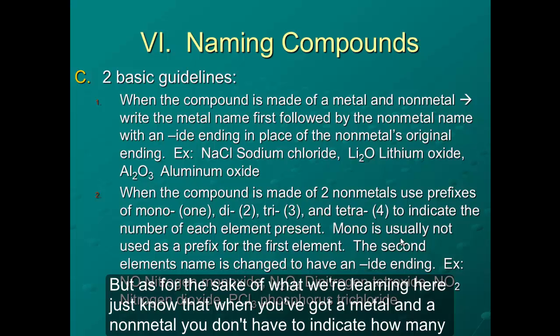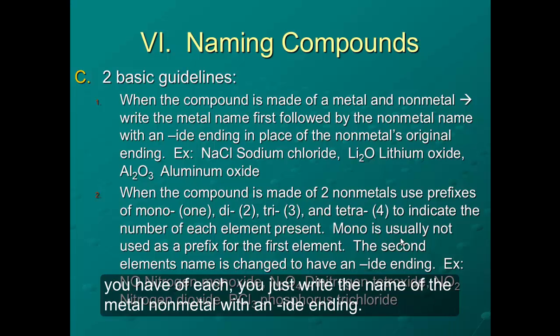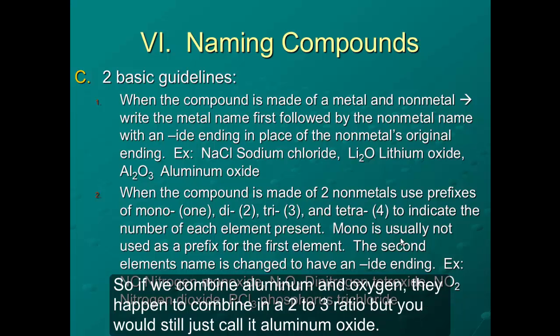But for the sake of what we're learning here, just know that when you've got a metal and a nonmetal, you don't have to indicate how many you have of each. You just write the name of the metal, nonmetal, with an IDE ending. So if we combine aluminum and oxygen, they happen to combine in a 2-to-3 ratio, but you would still just call it aluminum oxide.